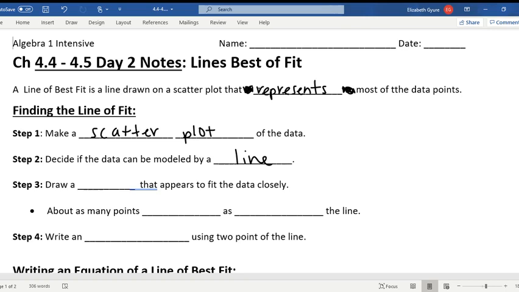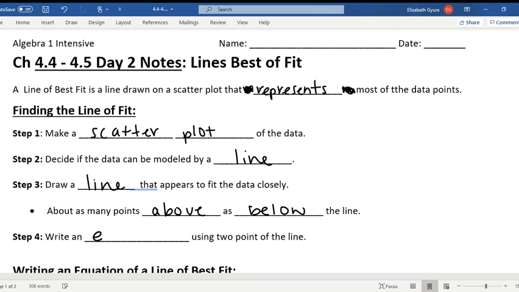Okay, then you draw a line that appears to fit the data closely, aka just do the best you can. Try to aim for the middle, right? A good rule of thumb to use is to have about as many points above as below the line, because it's not going to go through every little point. So try to have as many points above as you do below. So try to make it as close to the middle as you can.